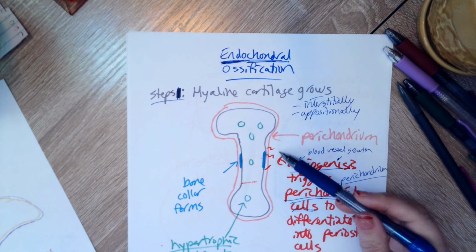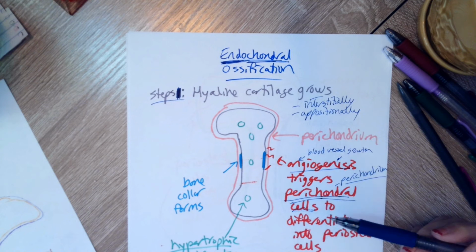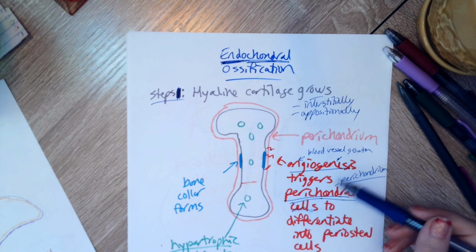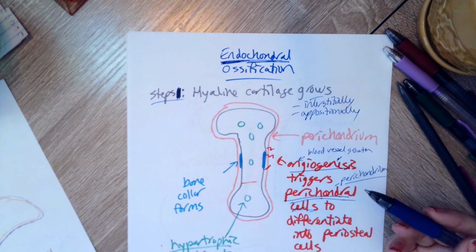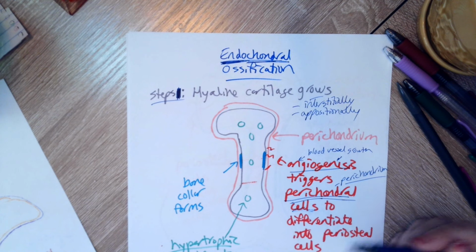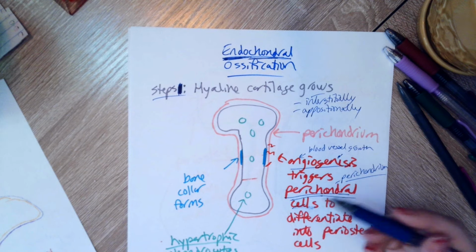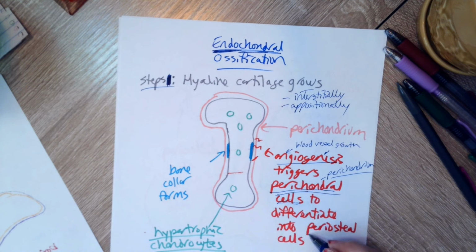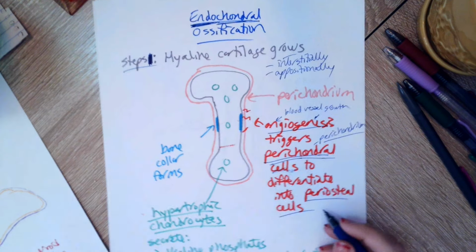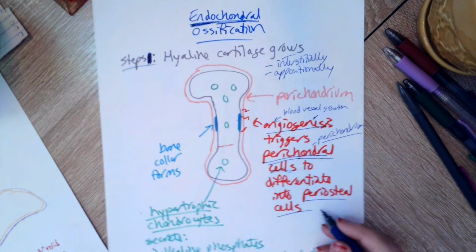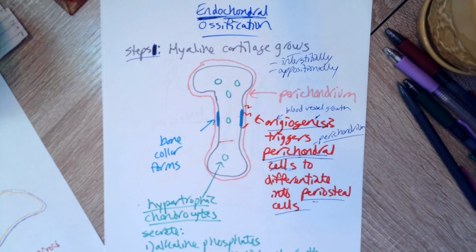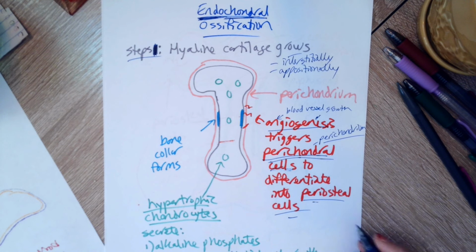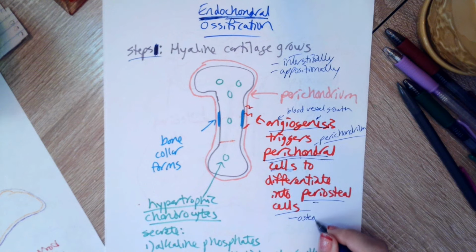And these new blood vessels are going to be growing into the perichondrium. And anytime we see angiogenesis during this whole process, it's going to be the trigger to cause something to turn into something else. It's going to be a stimulus that converts something or causes a reaction. So when we have angiogenesis into the perichondrium, that's going to cause those perichondral cells to differentiate into periosteal cells. And we know from our previous lecture that the periosteum is the protective membrane around bone, and we know that it consists of cells, in particular osteoprogenitors.